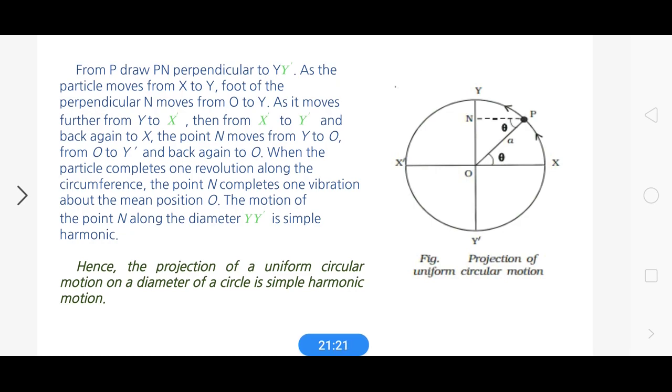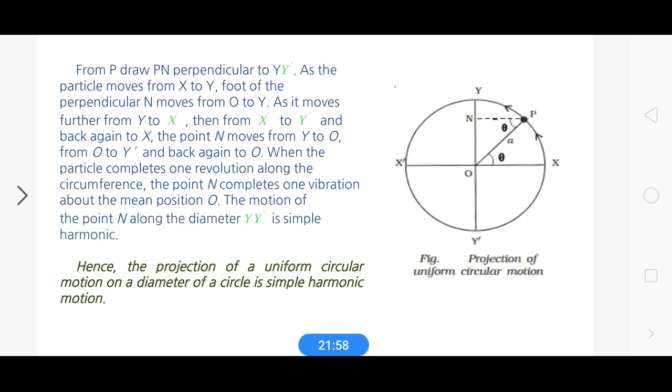So here the particle is moving from x to y, and the foot of the perpendicular shifts from O to y. When the particle shifts from y to x dash, the foot of the perpendicular shifts from y to O. As the particle moves from x dash to y dash, the foot of the perpendicular moves from O to y dash. And finally, if the particle moves from y dash to x, the foot of the perpendicular moves from y dash to O.